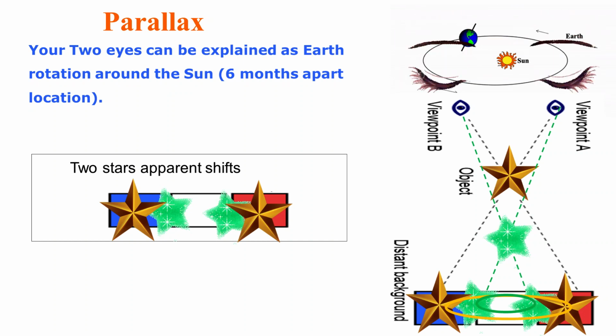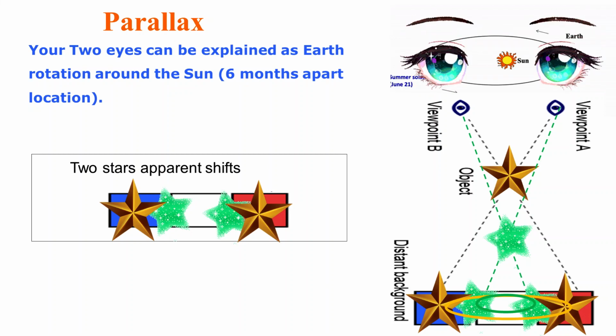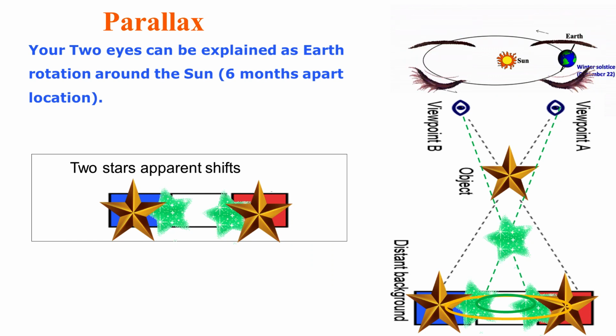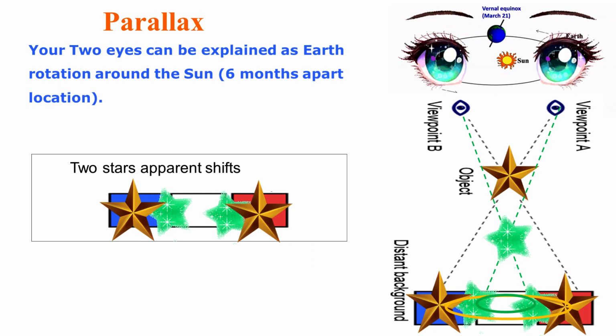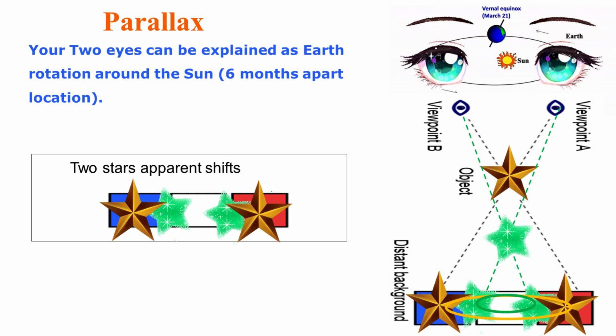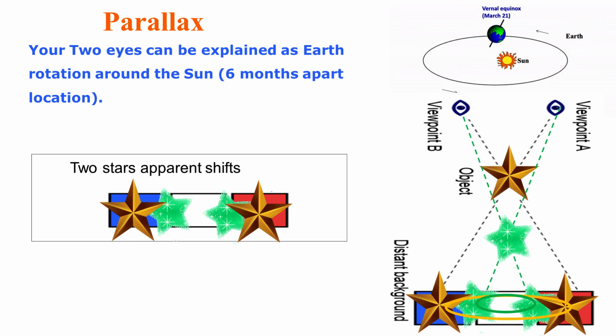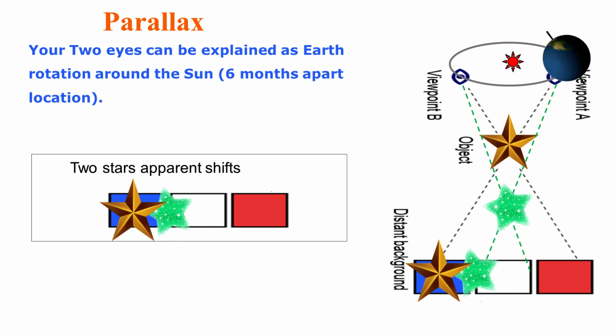So if viewpoint A is in July and viewpoint B is January, 6 months apart. This is the Earth's location in July. At this position from the Earth, you look at the yellow star and green star. From your viewpoints, the yellow star and green star seem to be shifted.